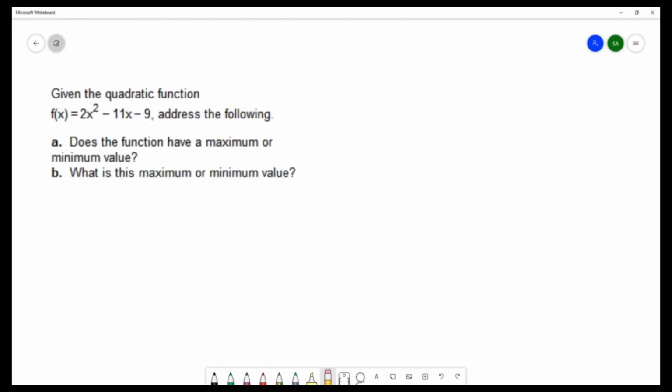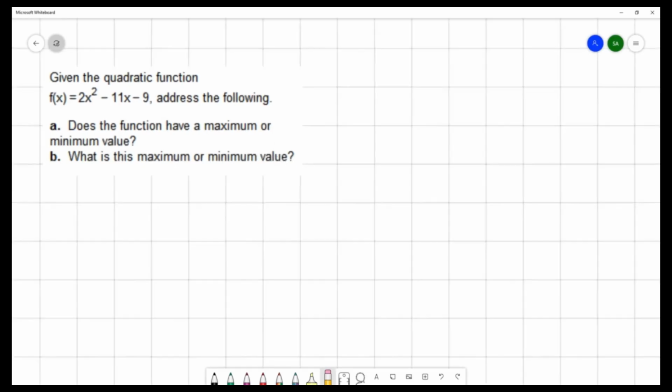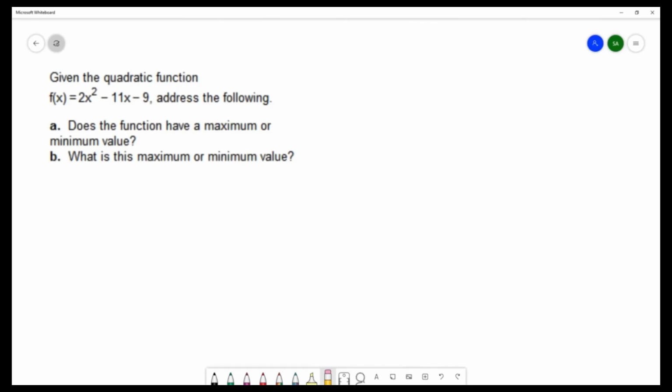So given the quadratic function, f of x equals 2x squared minus 11x minus 9, we want to address the following. Does the function have a maximum or minimum value? And what is that maximum or minimum value? Because we are dealing with a quadratic function, we can tell whether we have a maximum or minimum value by the orientation of our parabola.